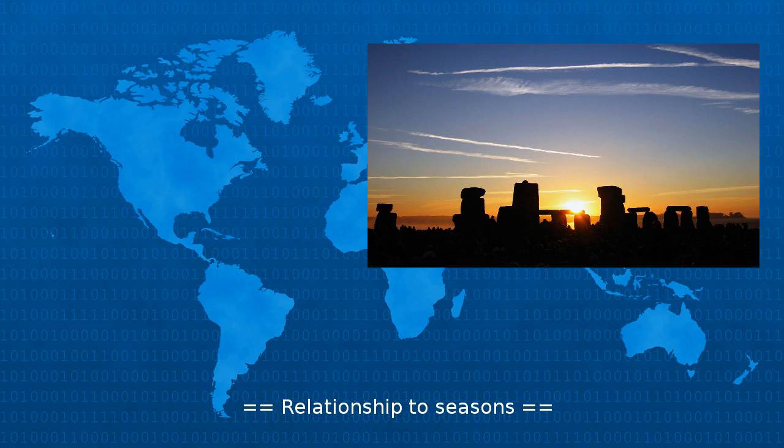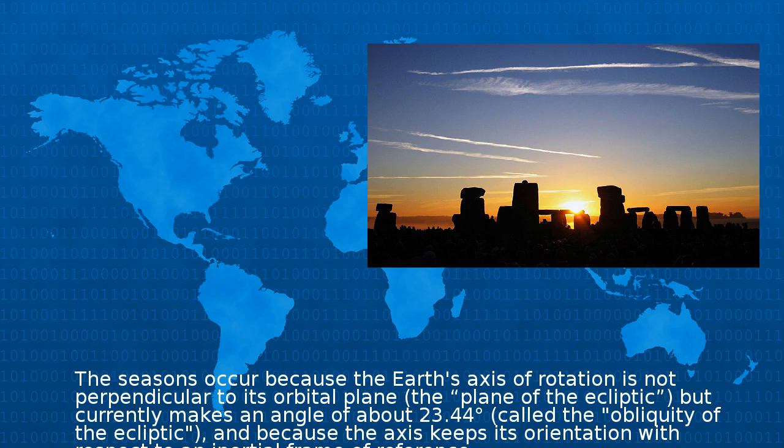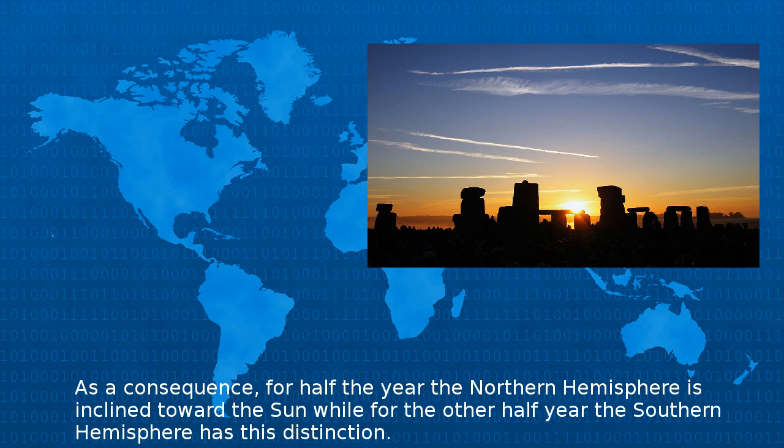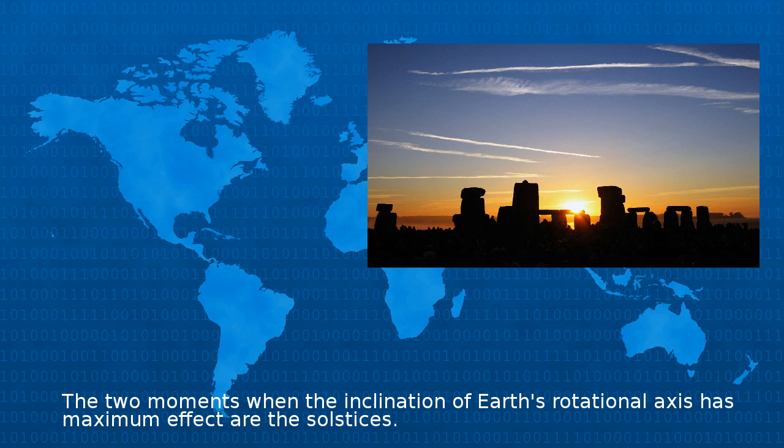Relationship to seasons. The seasons occur because the Earth's axis of rotation is not perpendicular to its orbital plane, the plane of the ecliptic, but currently makes an angle of about 23.44 degrees, called the obliquity of the ecliptic, and because the axis keeps its orientation with respect to an inertial frame of reference. As a consequence, for half the year the northern hemisphere is inclined toward the sun, while for the other half year the southern hemisphere has this distinction. The two moments when the inclination of Earth's rotational axis has maximum effect are the solstices.